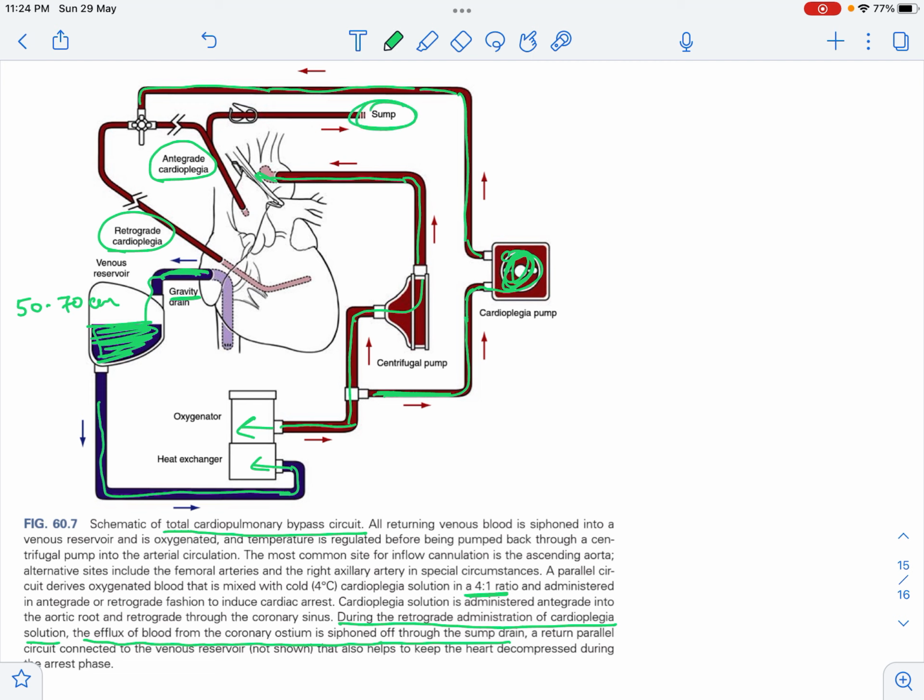This sump drain is not shown in this particular image in Sabiston, but because of some efflux of blood from the coronary ostium, some blood is coming out. That blood is being siphoned off through a sump drain. All right.